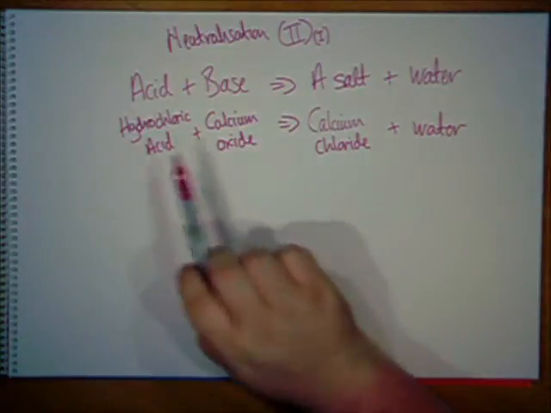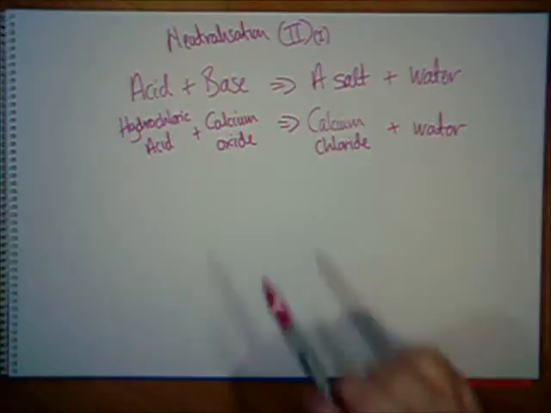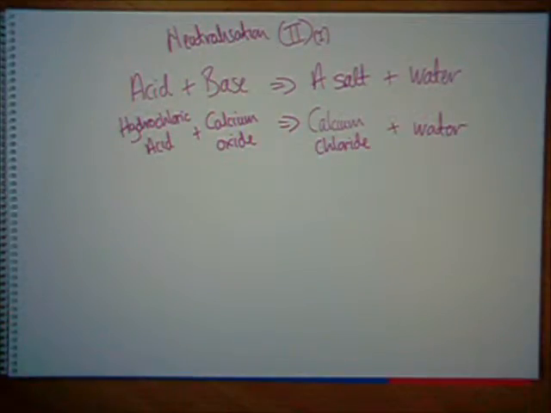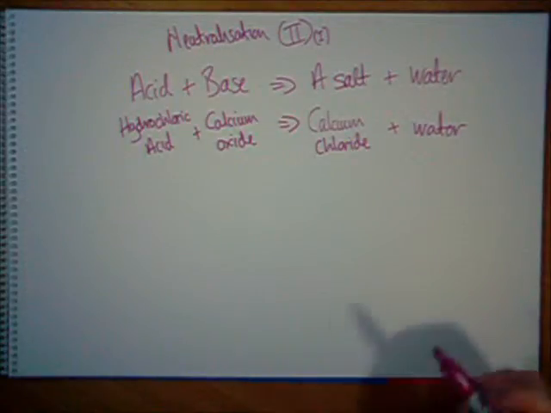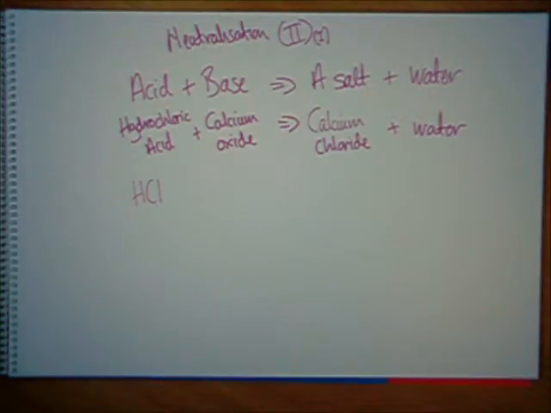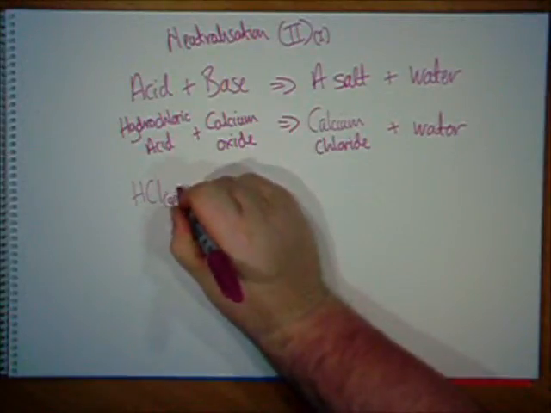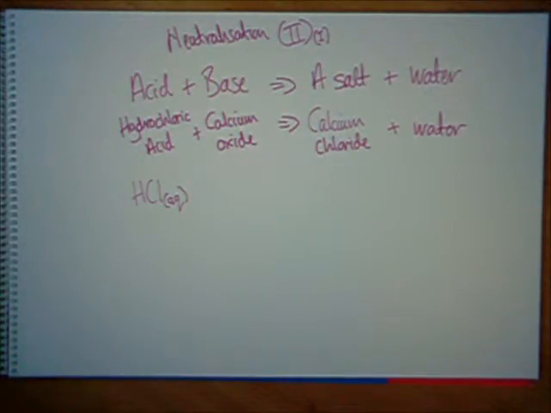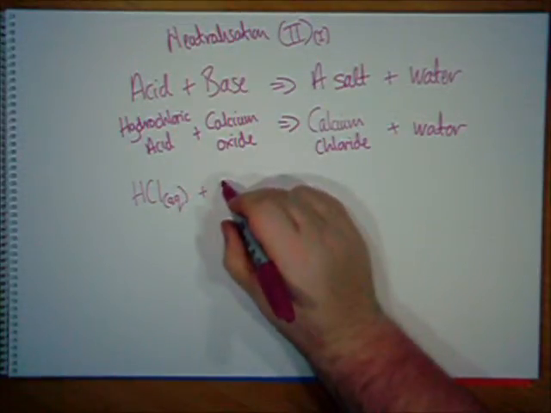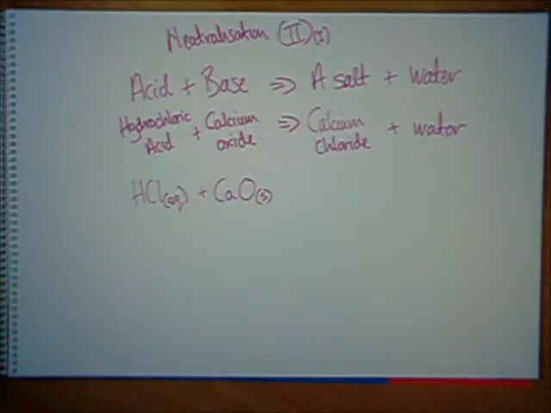Obviously, you can change which acid and which base you use, and that will change the name of the salt. But you still get exactly the same pattern. So what about the symbol equation? Well, if we write down the formula of hydrochloric acid, it's in solution, so it gets the aq state symbol. The base is going to be a solid. Calcium oxide has the formula CaO and an (s) in brackets.